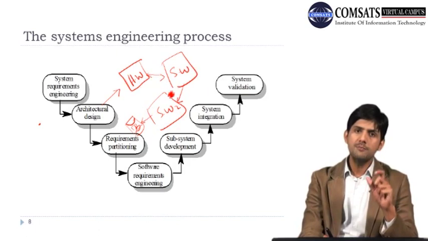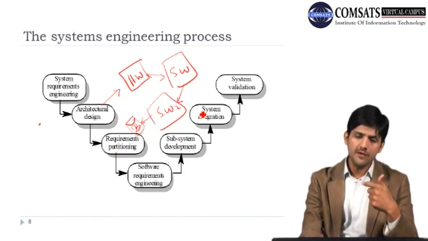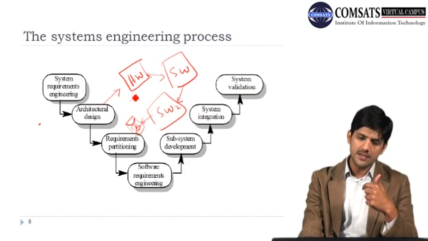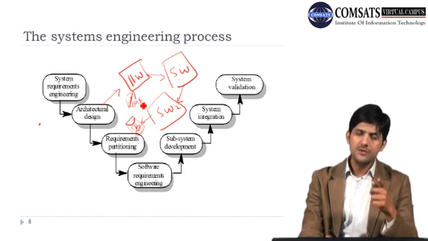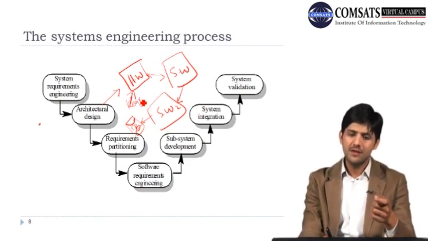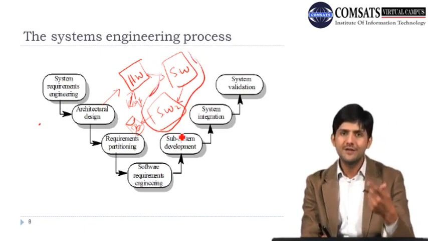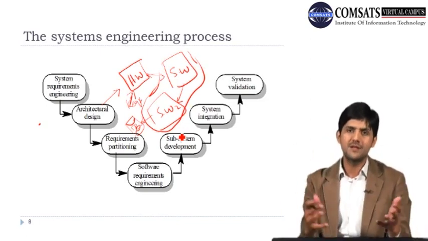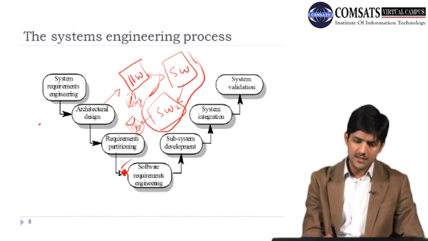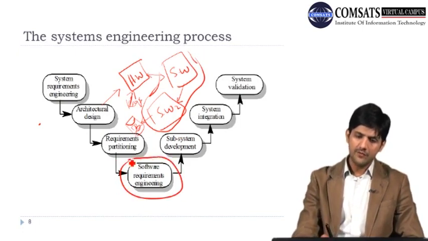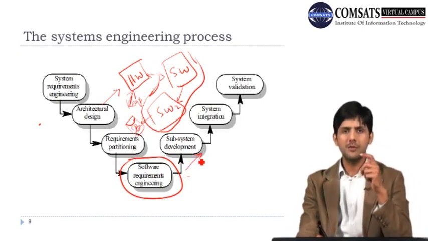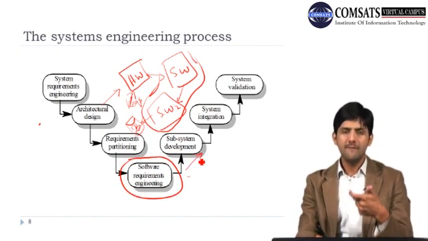And when I'm talking about partitioning requirements, I'm trying to identify what requirements I need for each part. There would be a set of requirements which would be used to build this embedded portion of the system, and there would be some requirements which would be used to build this software portion. And that's where the software requirements engineering bit fits into the whole big domain of system engineering. You can see here that this is the software requirements engineering part, and from here onwards we go for subsystem development. So we are particularly trying to identify the software requirements.